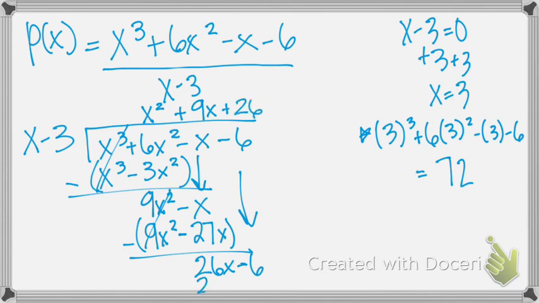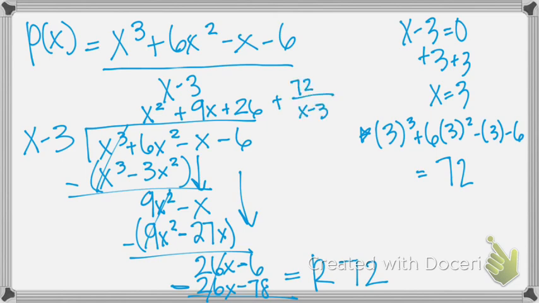26 times x, 26x minus 78. When I subtract, I have negative 6 minus a negative 78, which leaves me with the remainder of 72. Since this matches, is it correct? Yes, it is correct. So this was kind of a hard lesson to teach on the iPad.